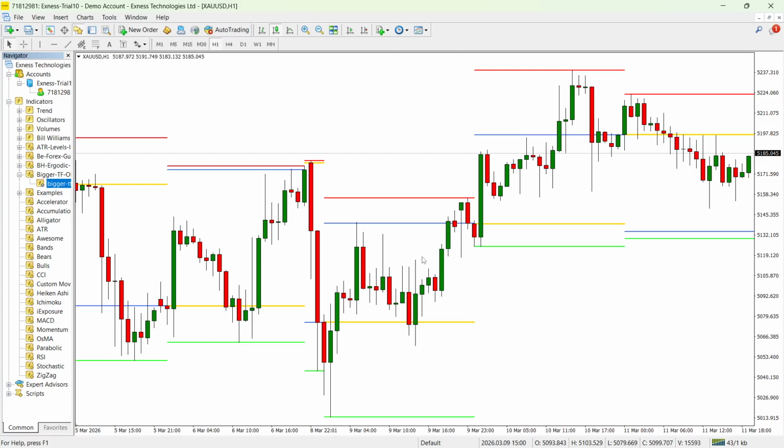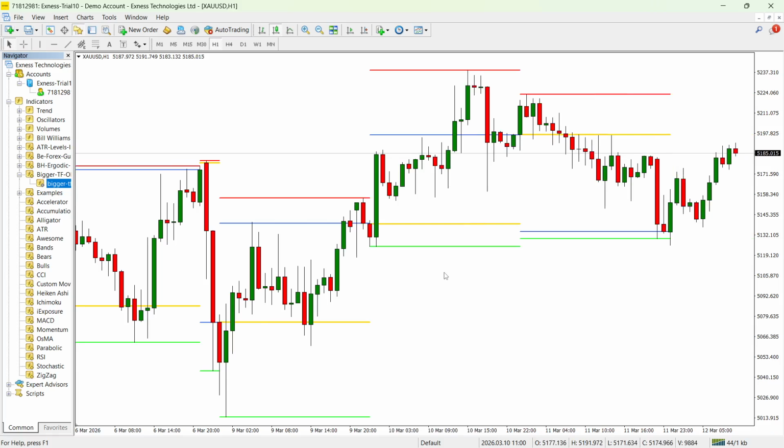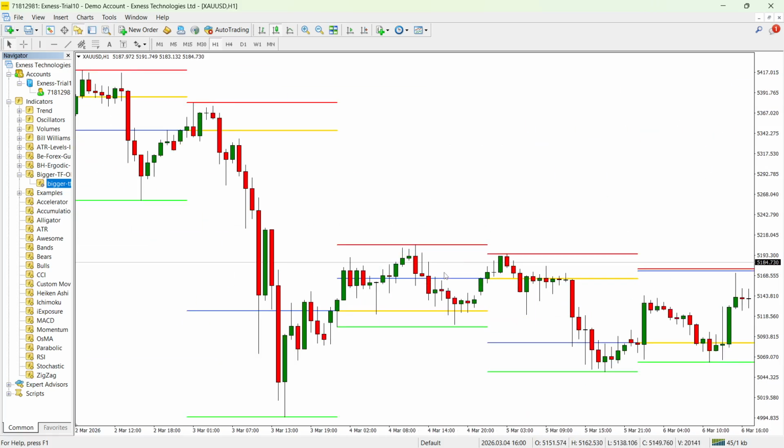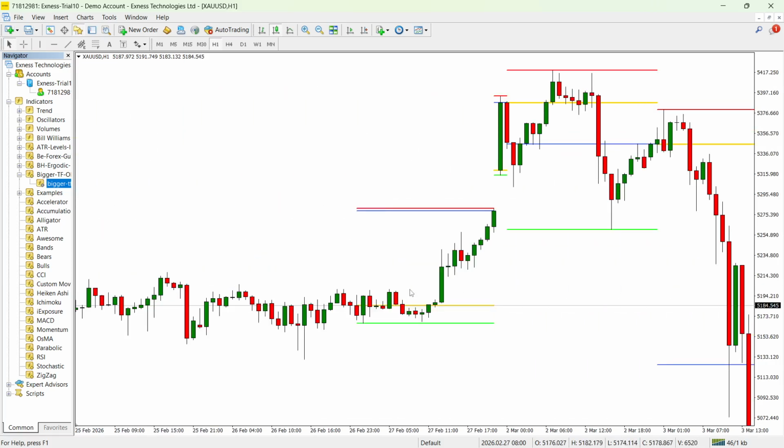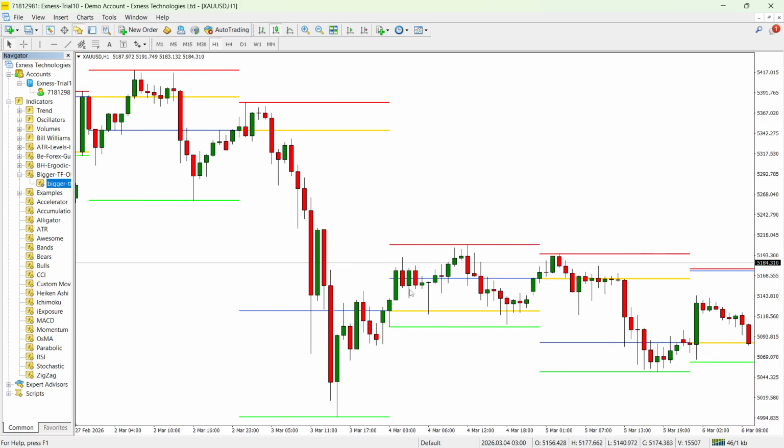On the chart, the Bigger TF OHLC indicator plots horizontal lines that mark the open, high, low, and close of your chosen higher time frame, such as daily levels on an intraday chart. As price approaches or interacts with these lines, you can see in real time how current movement relates to prior day, week, or session structure, turning those OHLC points into practical support and resistance references.